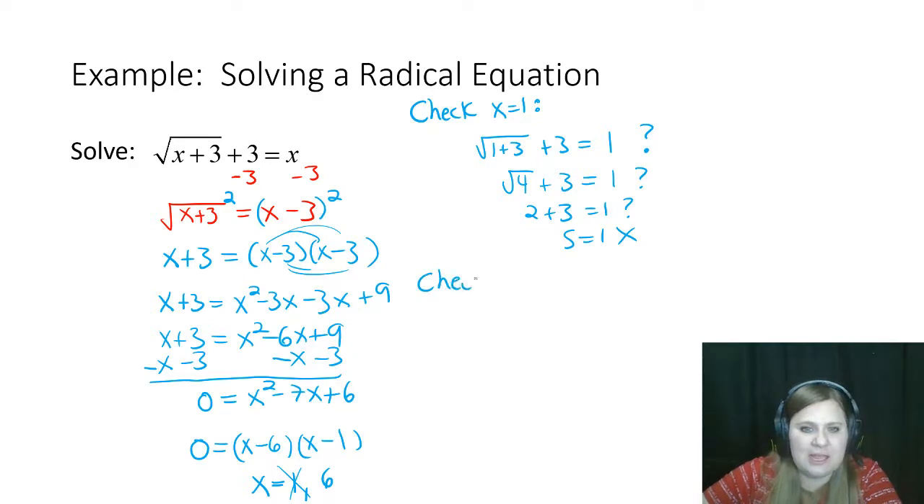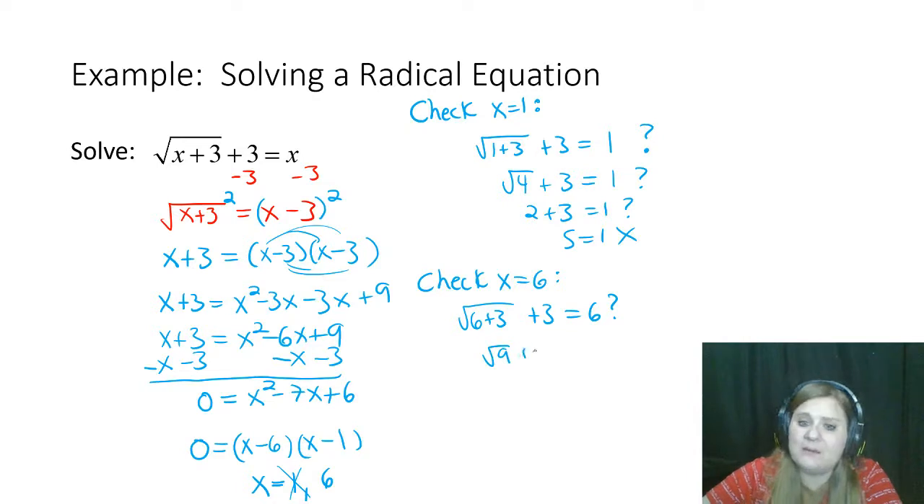So now let's check x equals 6 as well. So we have the square root of 6 plus 3 equals 6. Square root of 9 plus 3 equals 6.